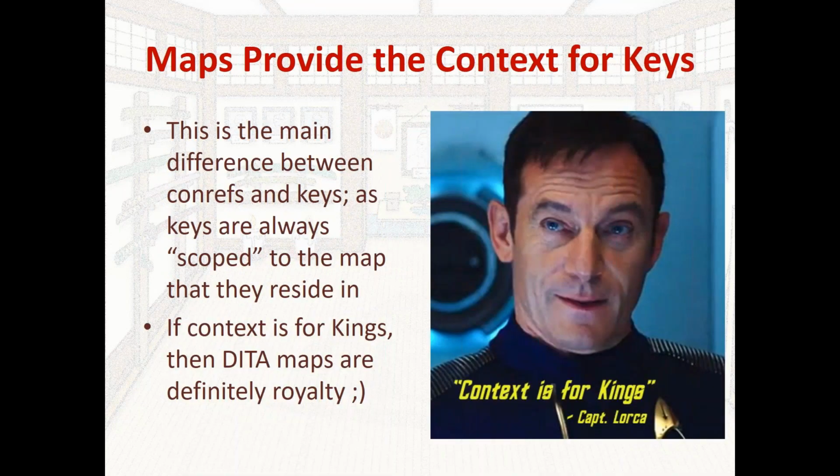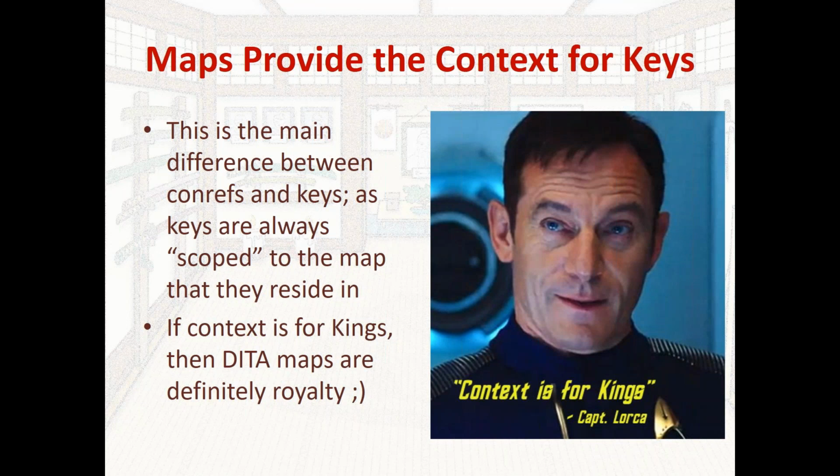And one of the key things about keys, bad puns are going to be part of this session. I'm terribly sorry, it can't really be helped. But maps provide the context for keys. This is really the main difference between conrefs and keys, because keys are always scoped to the map that they reside in. So as they say here, if context is for kings, then DITA maps are definitely royalty. And for those who don't know, this quote's lifted from the 3rd episode of the new Star Trek Discovery series. Yeah, I'm a Trekkie, and I'm not above bringing in new memes when they're applicable.